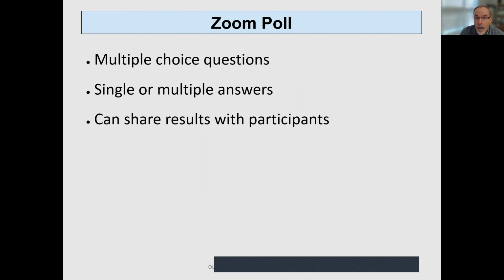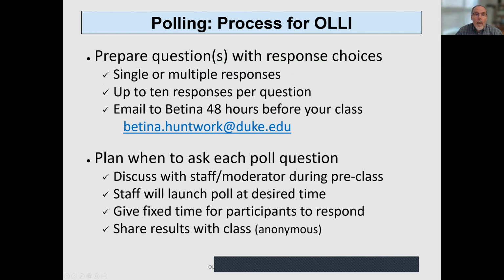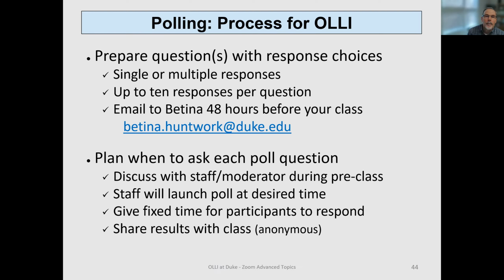All right, that's Zoom polls. So the process for OLLI is that you need to prepare a question, either one or more questions with your response choices. Indicate whether the responses are single response or multiple responses. You can have up to 10 responses per question.